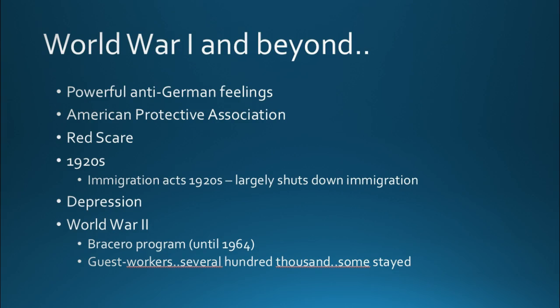Okay, World War I comes along. And as you can guess, powerful anti-German feelings. Once the United States makes the decision to enter the war, anything German is suspect. And as I mentioned in class, or at least in one period, you didn't have sauerkraut anymore. You had to call it victory cabbage. Yeah, you didn't have hamburger anymore. You had to call it Salisbury steak. Salisbury is a British name.